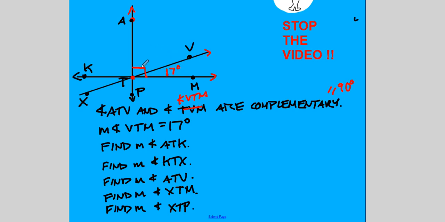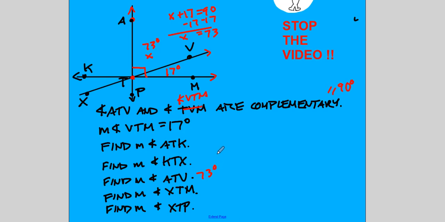Therefore, this has to be 90. This is 17. By the angle addition postulate, if you called that x, you know that x plus 17 is 90. Subtract 17 from both sides, you get x is 73. So this is 73 degrees. And that is angle ATV, which is right here. So I'm going to put 73 degrees, I know that.